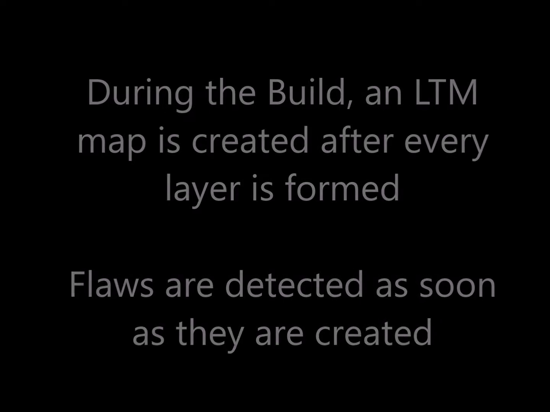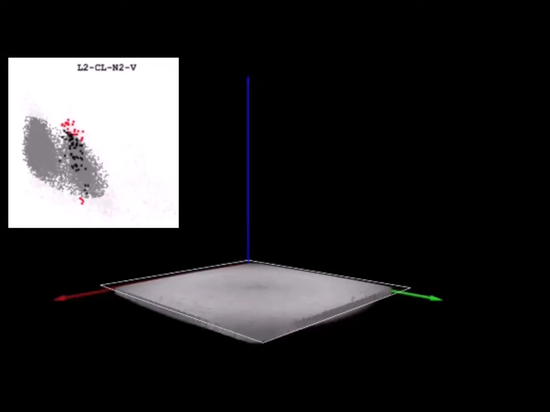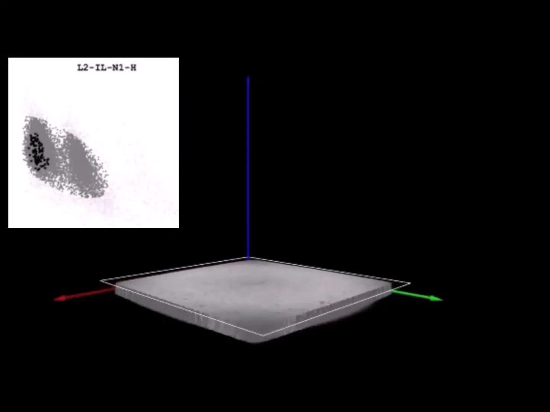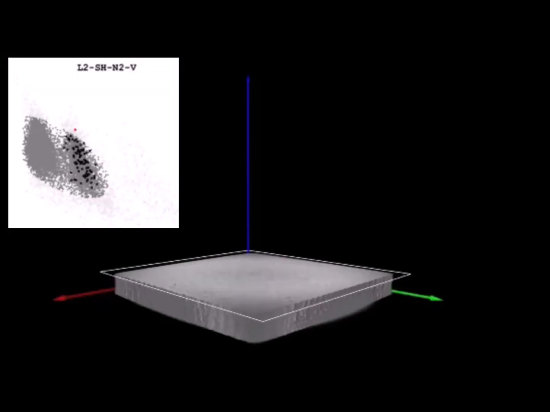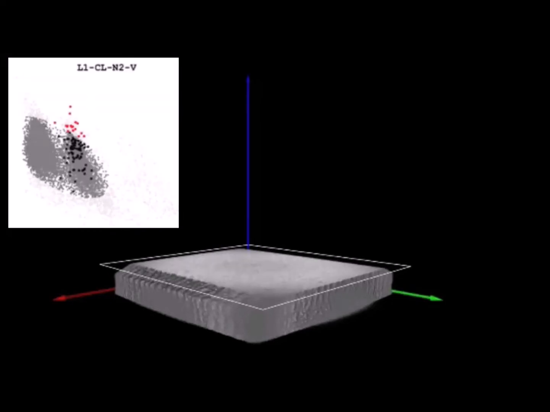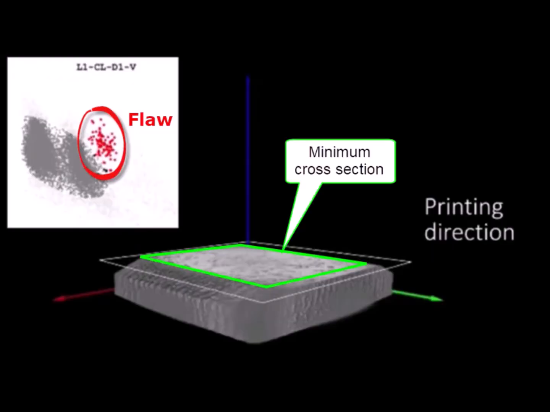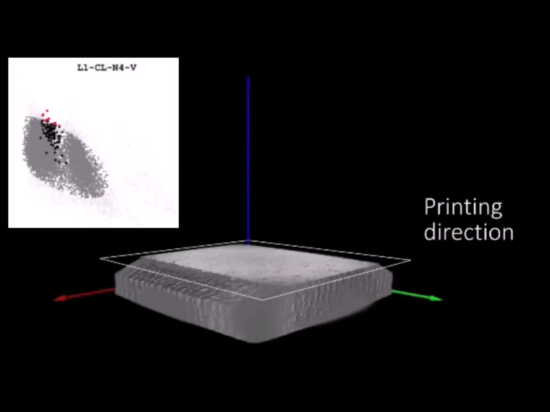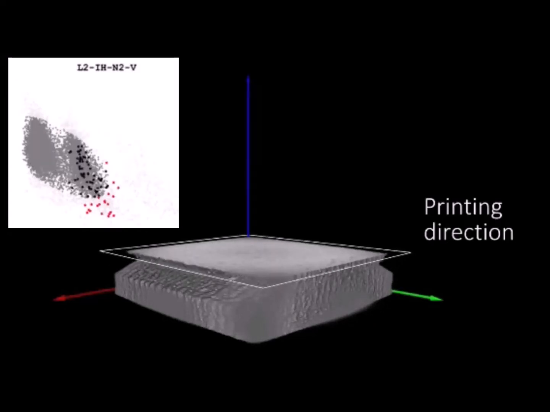We see here an animation of the part build in the center of the screen. After every layer, an LTM map of that layer is created, shown in the screen inset in the upper left. The predominantly black dots signify good or nominal quality layers. For one layer, however, we see predominantly red dots or flaws. In this case, we had intentionally created or seeded flaws at that layer so we could later verify and correlate those flaws via CT scan. After the flaw layer, we continue to build up the part by adding and inspecting additional layers.